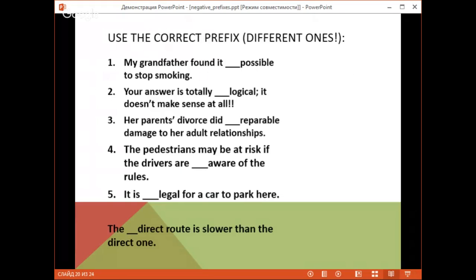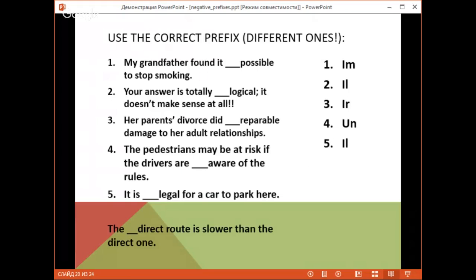Well, I'm pretty sure it was easy for you to identify that my grandfather found it impossible to stop smoking. And actually, I'm sure that your answer was totally logical to the previous sentence. But in sentence number 2, you need to say illogical. Number 3, the damage, of course, was irreparable. Number 4, the drivers are unaware.